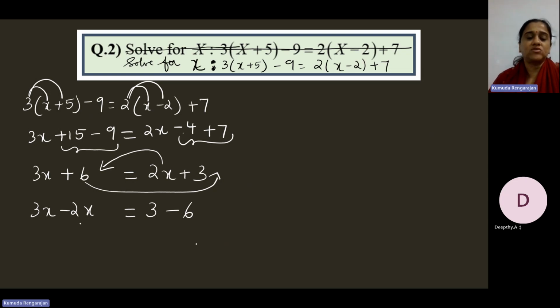So 3x minus 2x, x is equal to 3 minus 6, minus 3. So the value of x is minus 2. All right, write down.